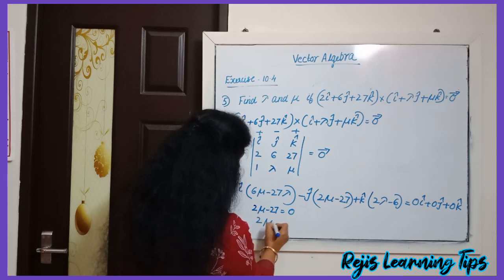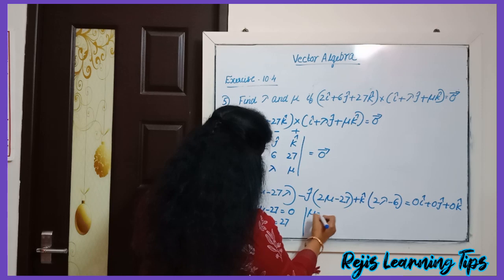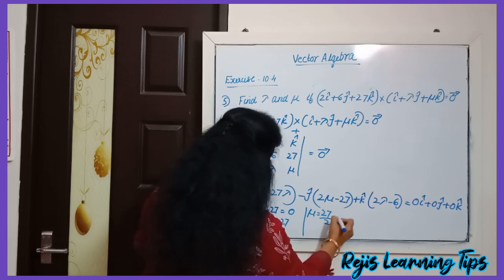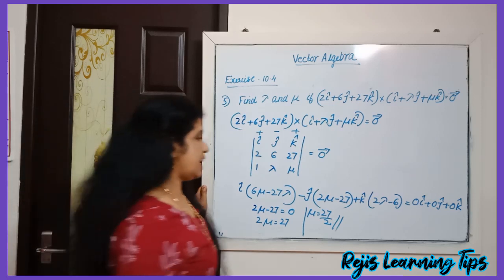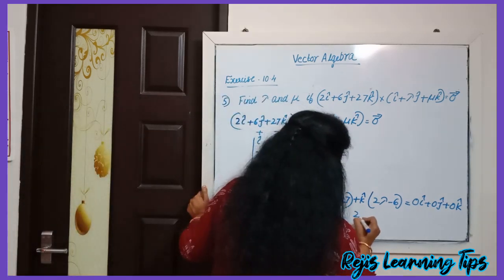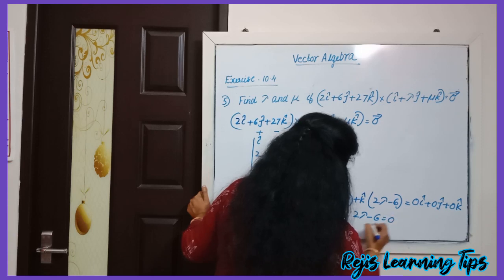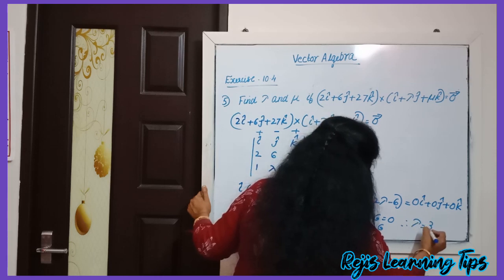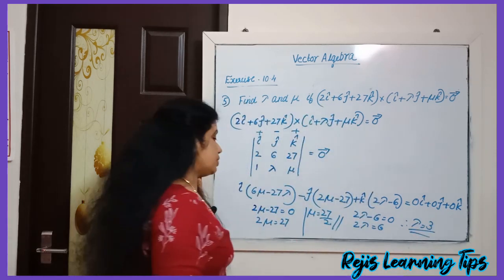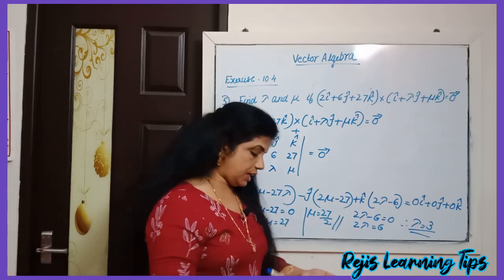Then we equate 2 mu minus 27 is equal to 0, so 2 mu is equal to 27. Therefore mu is equal to 27 by 2. Am I correct? Next, 2 lambda minus 6 is equal to 0, so 2 lambda is equal to 6. Therefore lambda is equal to 3. So the value of mu is 27 by 2 and lambda is equal to 3.